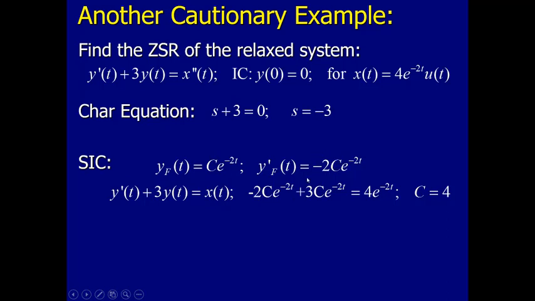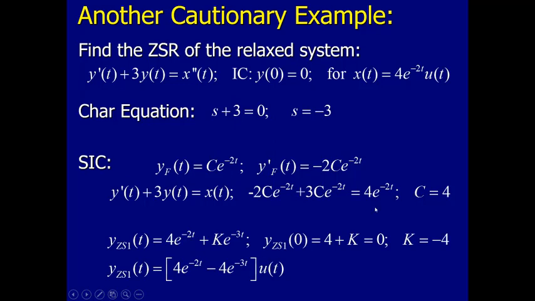So we have our minus 2c e to the minus 2t for the first derivative of the forced response, plus 3 times c e to the minus 2t equals the actual input 4 e to the minus 2t. The e to the minus 2t's cancel out everywhere. That gives us 1 times c equals 4, so c equals 4.